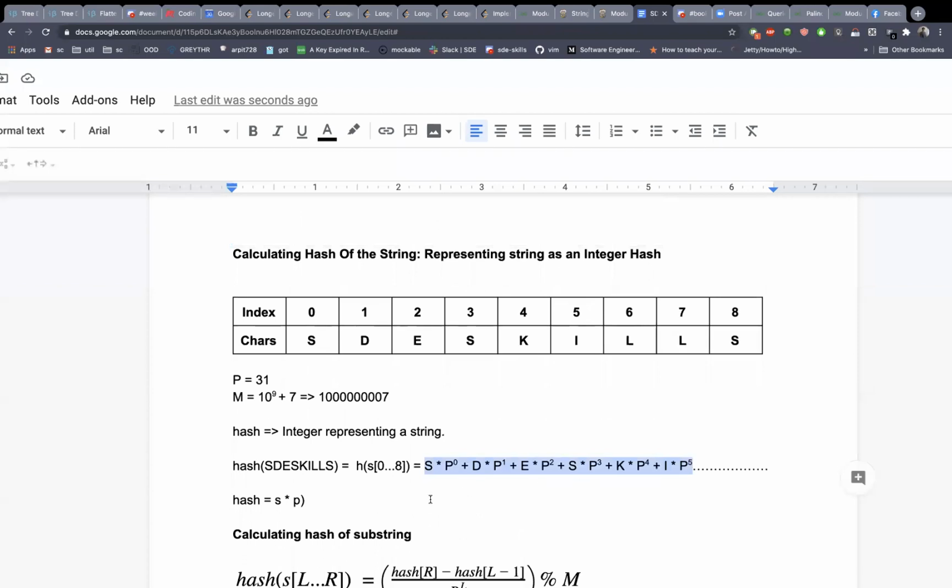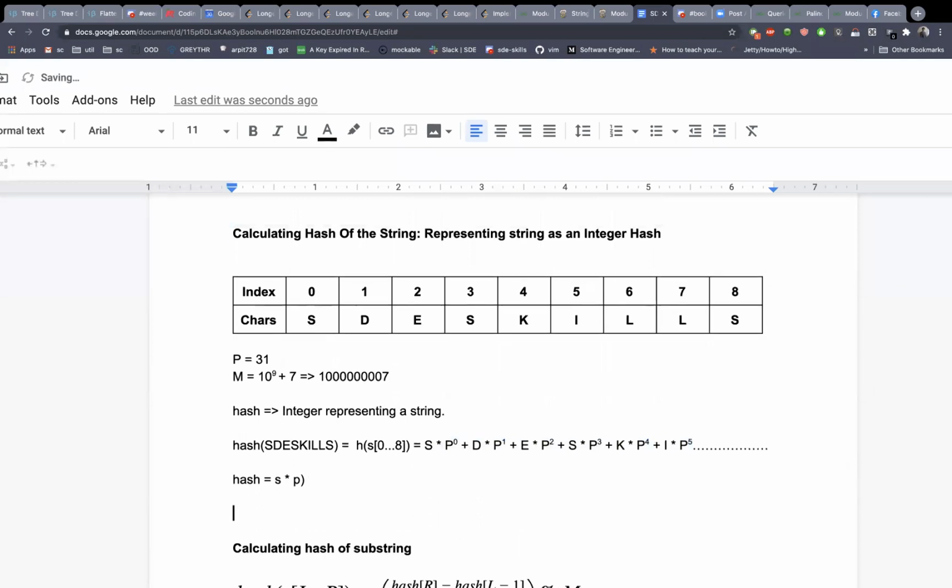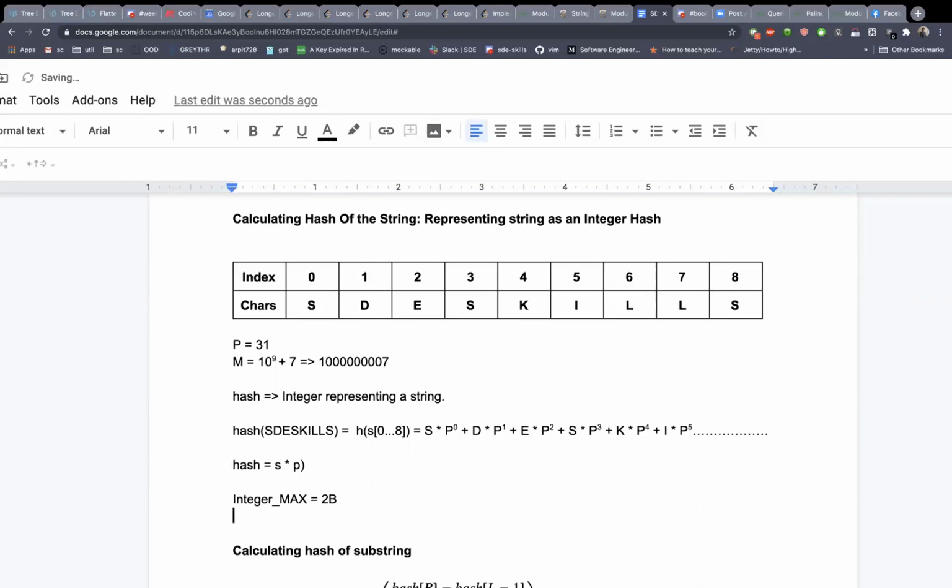Now the problem here is that if we consider the integer range, the max value of an integer is somewhere around 2 billion, right? But the set of strings that we can actually have is much higher than 2 billion. So if we keep calculating this way, we will very soon overflow, and we won't be able to accommodate the calculated value in an integer anymore.